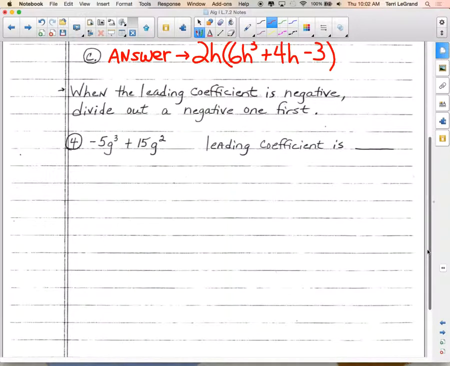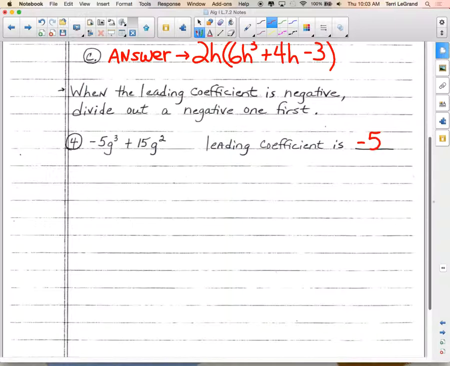Okay, in this one I say, when the leading coefficient is negative, divide out a -1 first. Now, you don't have to do this, but this is how the book teaches it, so that's how we're going to go through it, just so you can see it. But what you can do also is just make the GCF negative instead. But I'm just going to go through it the way the book did it. So since the leading coefficient in this one is what?